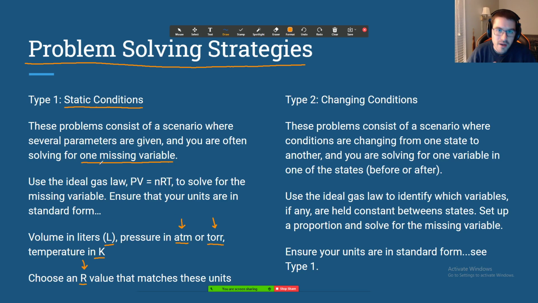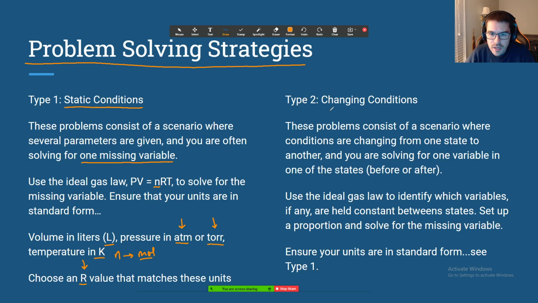Some things that might get a little bit spooky is this variable n. N is moles. If you're given grams, you need to convert that to moles. If you're given number of particles, you need to convert that to moles. So this value n here does need to be in units of moles as well. I'll add that into this slide here when I get done with the video. Okay, that's type 1, static conditions.